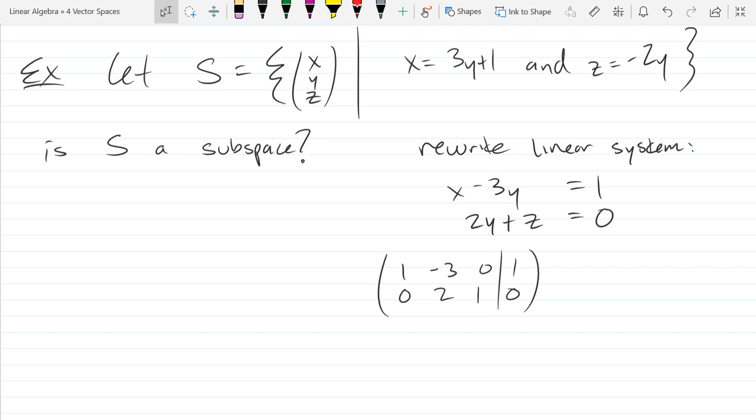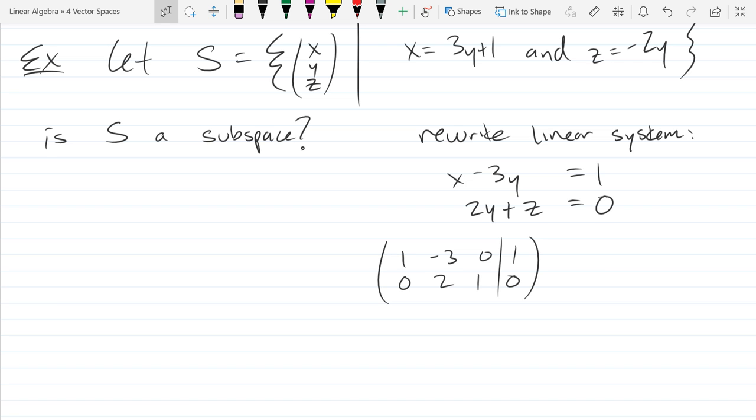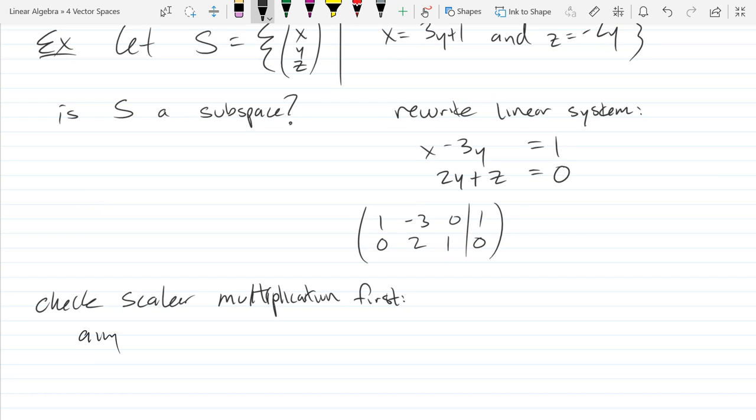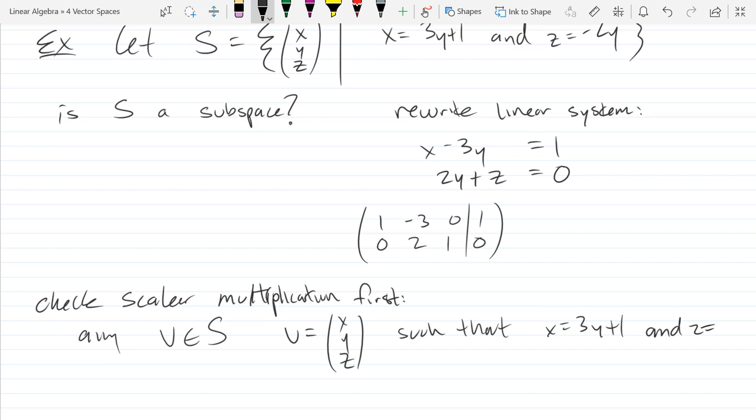How many free variables do we have in this system? Should be one free variable. Not necessarily super important in this problem here. So let's just try scalar multiplication first. So we're going to take any vector v in S. We do have some information on what v is going to look like. So v will look like x, y, z, such that x equals 3y plus 1, and z equals negative 2y.